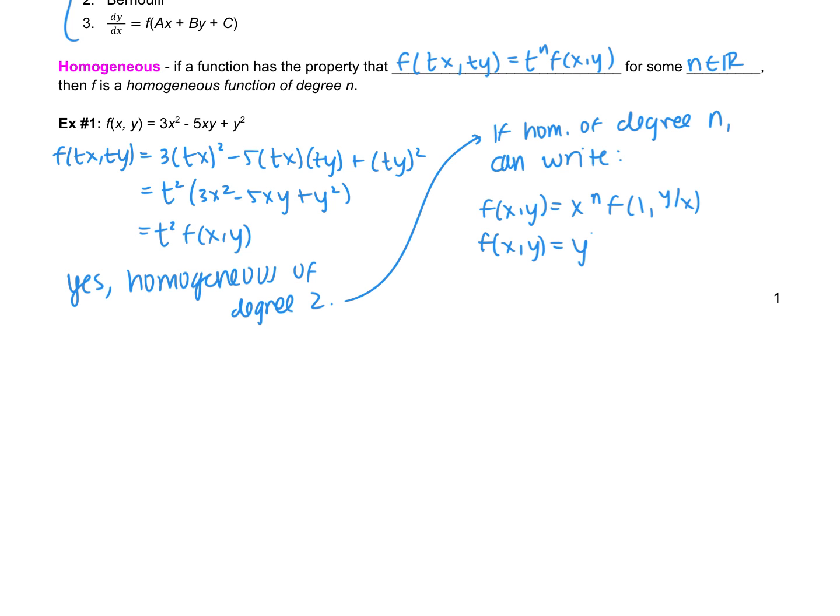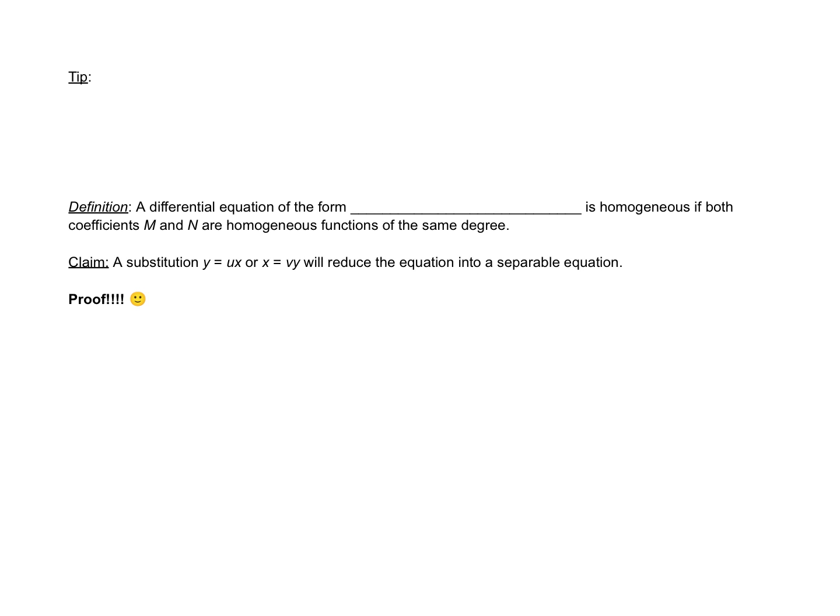Or we can write y to the n times the function of x over y comma 1. So we don't need that now, but it might be helpful to us later. Okay, a little bit of a tip on the next page before we move on to a definition.